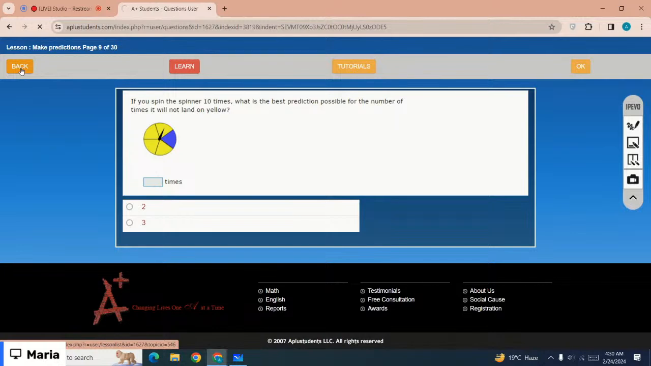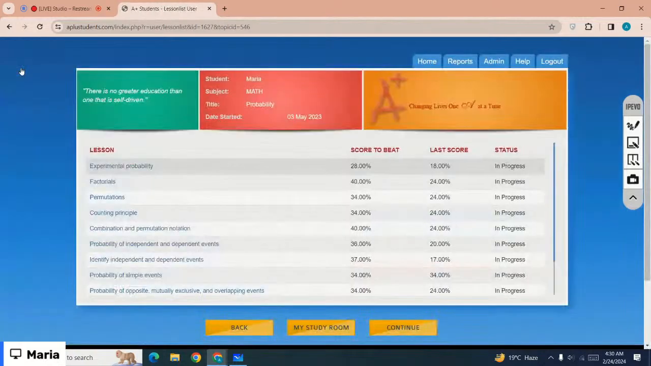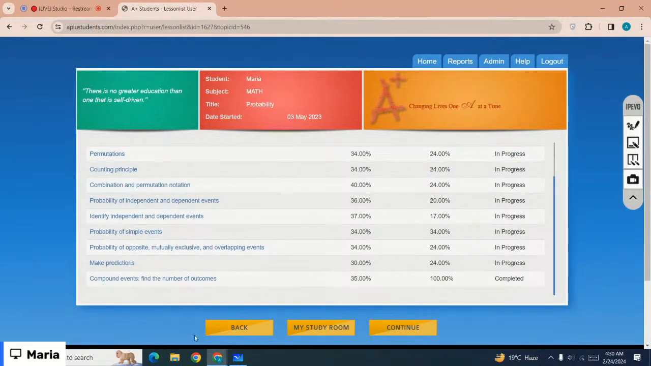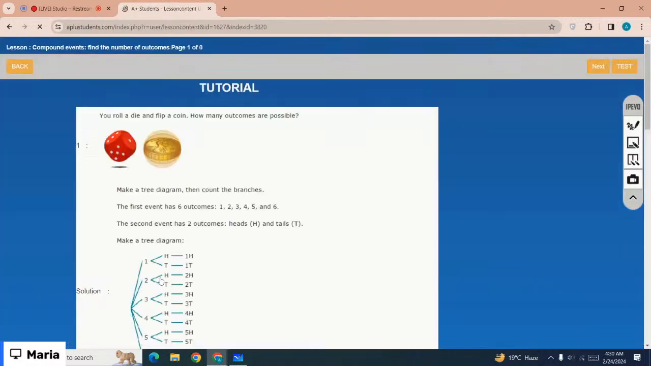The lesson is compound events, find the number of outcomes. Compound means more than one event, right? So now you have more than one event, you have to calculate the outcomes of these events, right? Let's just start with the first example.